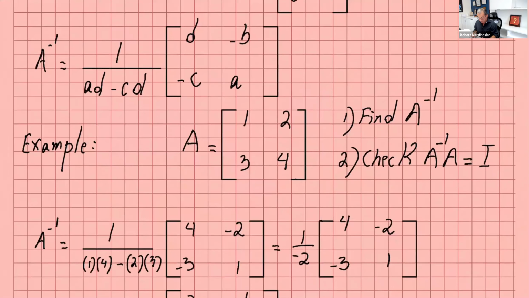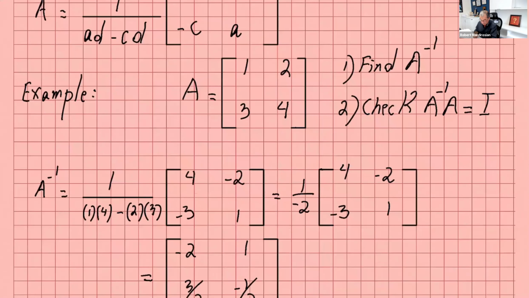Let's do an example. If A is 1, 2, 3, 4, and we want to find the inverse, then we write 1 over 1 times 4 minus 2 times 3, and that's 1 over -2. You switch 4 and 1 and you change the signs here. So it's 1 over -2 times the matrix 4, -2, -3, 1.